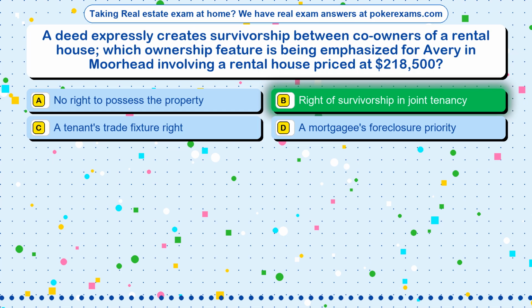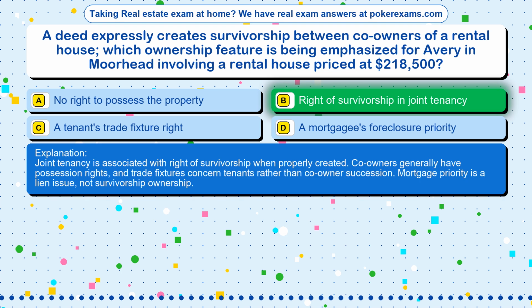The correct answer is option B, right of survivorship in joint tenancy. Joint tenancy is associated with right of survivorship when properly created. Co-owners generally have possession rights, and trade fixtures concern tenants rather than co-owner succession. Mortgage priority is a lien issue, not survivorship ownership.